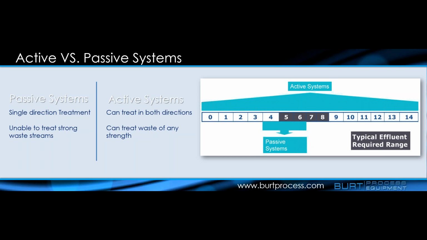You do see them sometimes in smaller places, for example middle schools or high schools, places like that may still have a chemistry lab. They may throw a passive treatment system in. What we're going to focus on today is active systems.